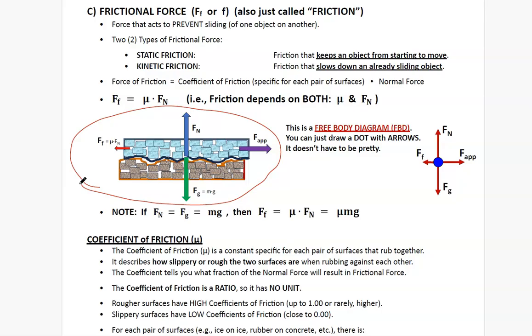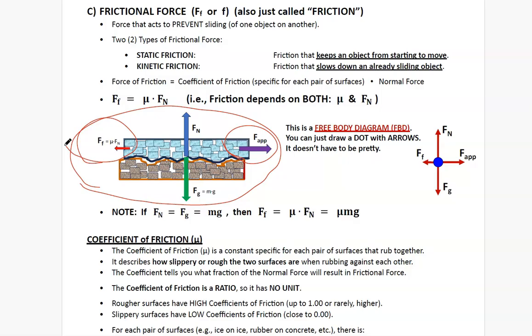Now, friction will always be in the direction opposite the direction you're trying to move. So if you're trying to push to the right, if you're applying a force to the right, that's what I've got, this applied force here, the friction will always be to the left. It's always in the opposite direction of movement or attempted movement.